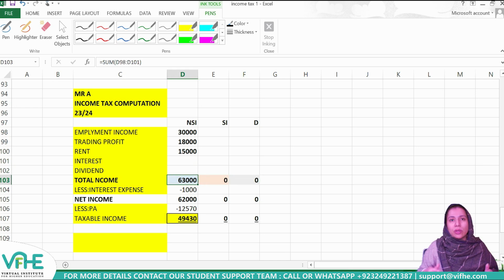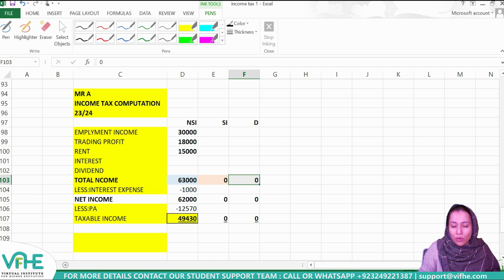And once you are done with the first step, you have to come to know what the total income for this person is. Let's say the total income for non-savings is £63,000. For savings, it is 0. For dividend, it is 0.